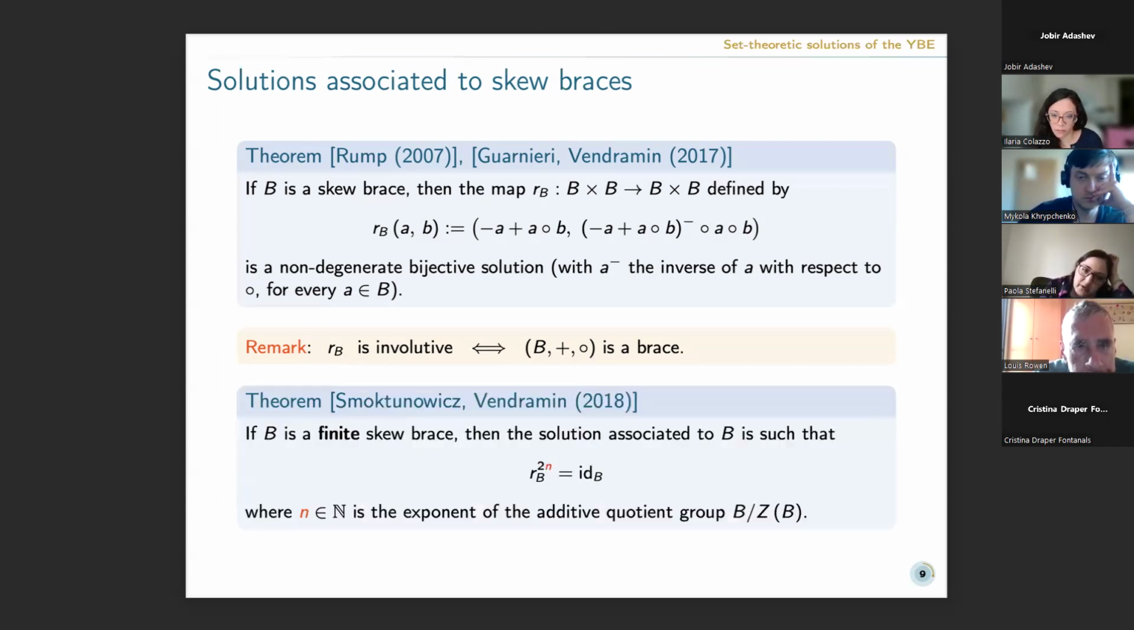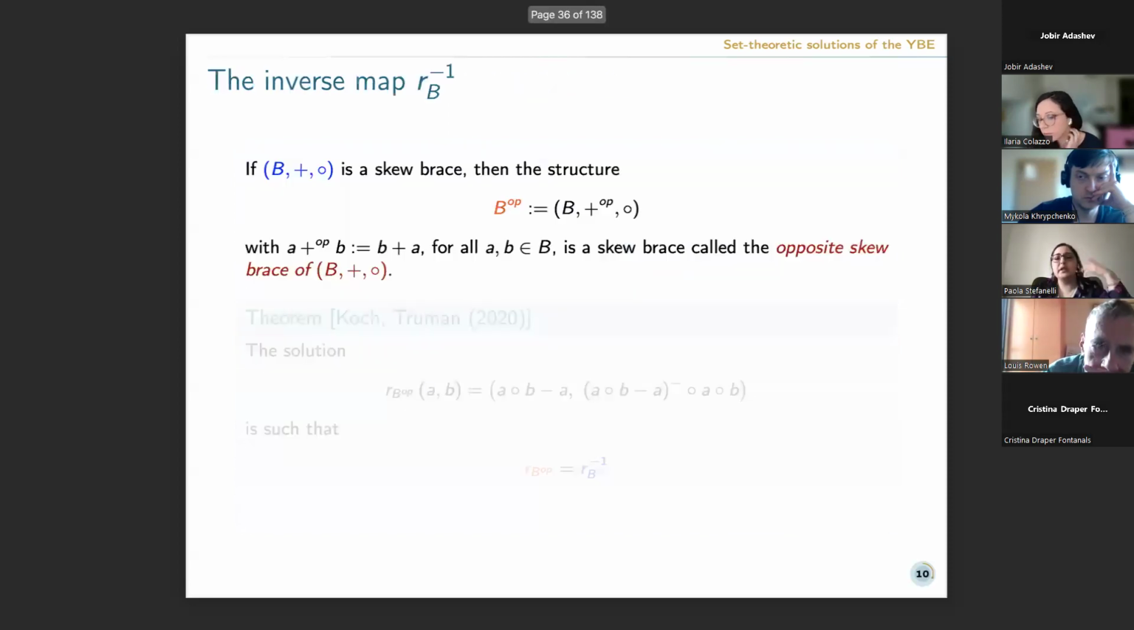A nice result provided by Smoktunowicz and Vendramin is this one about the order. In the finite case, the solution associated with a skew brace satisfies this relation. That means that the solution is of even order 2n, where in particular n is the exponent of the additive quotient group of B modulo its center. So it's clear that if B is abelian, if (B, +) is abelian, n is equal to 1, and so the solution is involutive. So these results give the idea that all structural properties of skew braces influence the behavior of solutions.